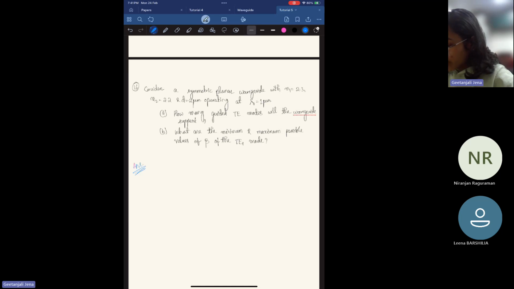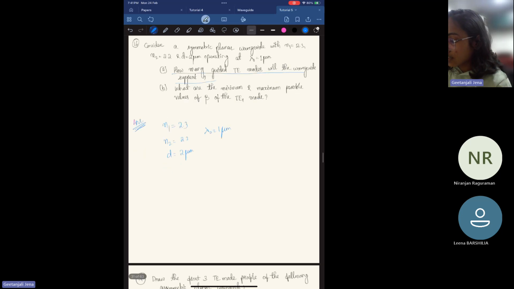So the next problem, it's the same. Consider a symmetric planar waveguide. We'll discuss mostly symmetric planar waveguides. It is given that N1 is 2.3, N2 is 2.2, and d is 2 micrometers, operating at a wavelength of 1 micrometer. How many guided modes will the waveguide support? So this is easy.